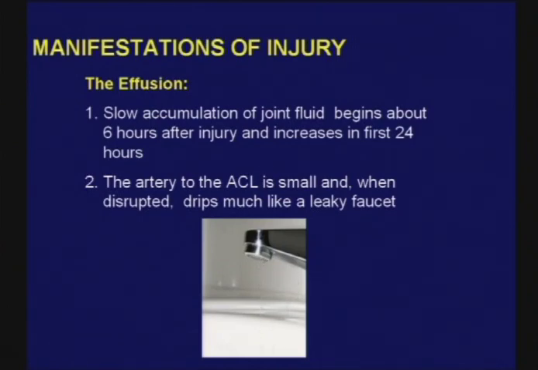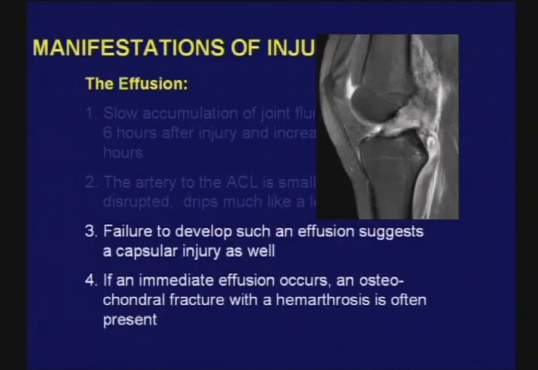So if you have an immediate effusion, particularly if it is bloody, one of the possibilities to consider is an osteochondral fracture accompanying that anterior cruciate ligament tear. You may not have an effusion at all because as you tear the anterior cruciate ligament, you may in fact develop tear of the posterior capsule.